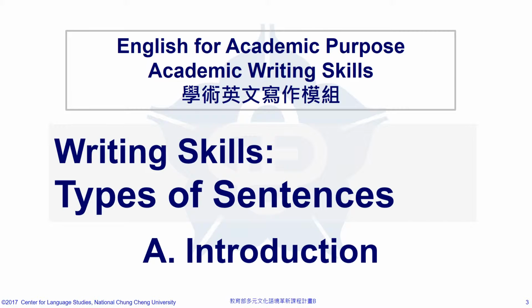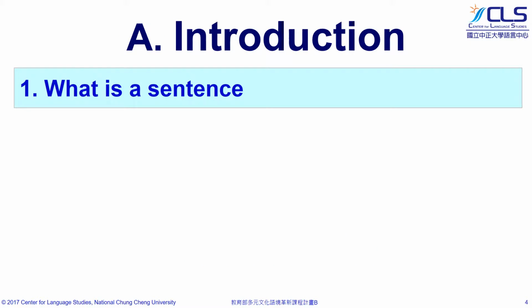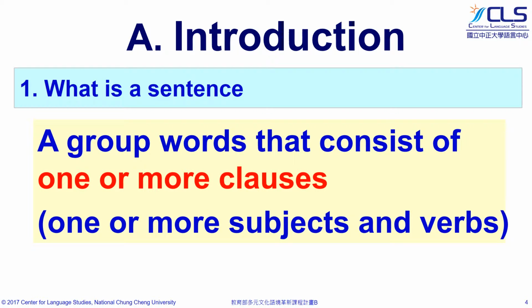In the introduction part, we'll talk about what a sentence is and why it's important to know types of sentences. So first, what is a sentence? A sentence is a group of words that contains one or more clauses, which means it may have one or more subjects and verbs. Usually, a sentence should express a complete thought.